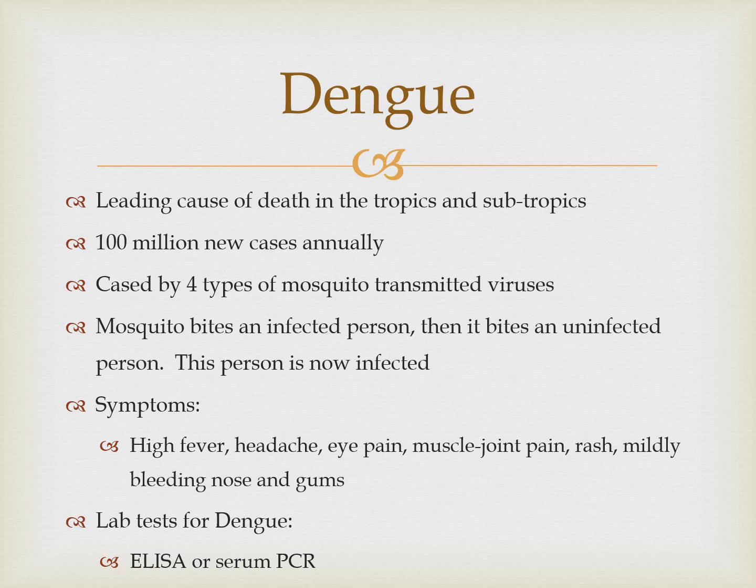The mosquito bites an infected person, then it bites an uninfected person, and now this uninfected person is infected. Some symptoms of dengue: high fever, headache, eye pain, muscle and joint pain, rash, bleeding nose and gums, and we diagnose dengue by doing lab tests such as ELISA or serum PCR. Let's take a look at that Aedes mosquito, shall we?